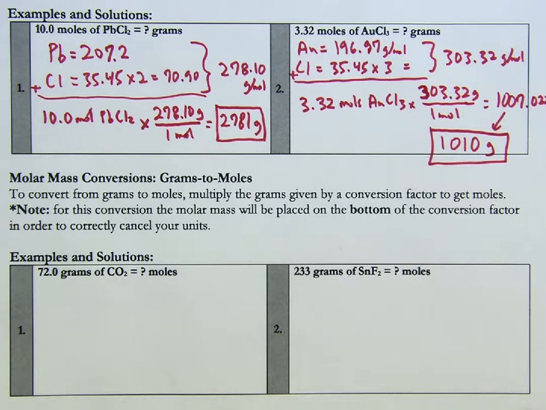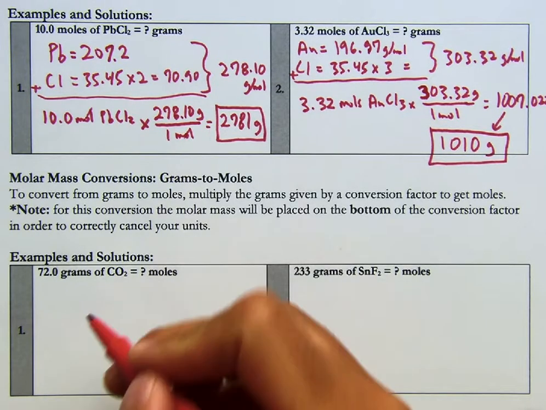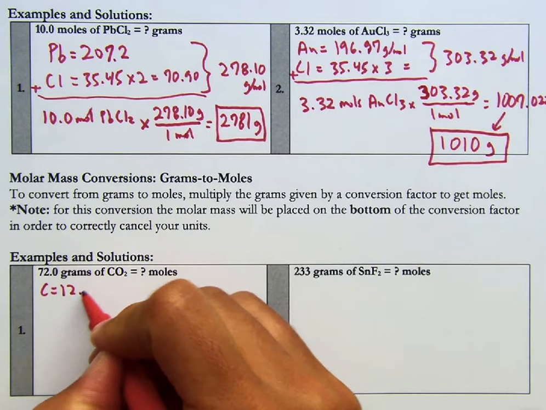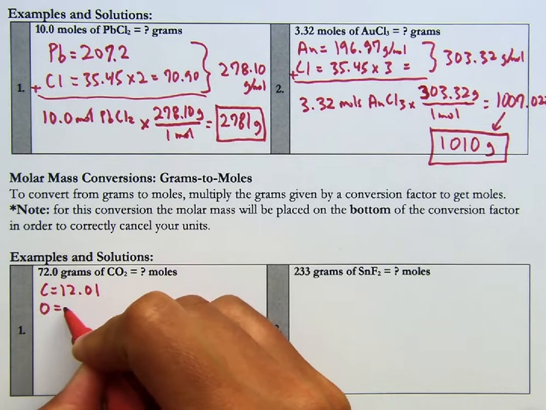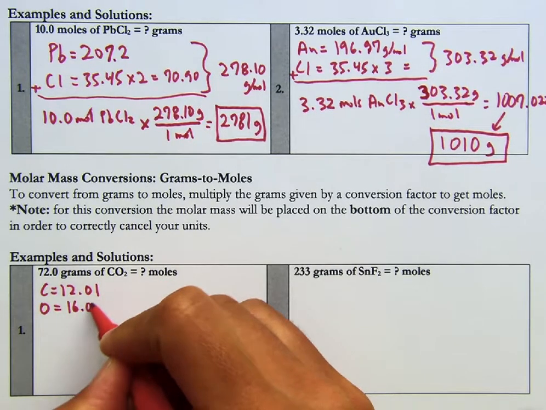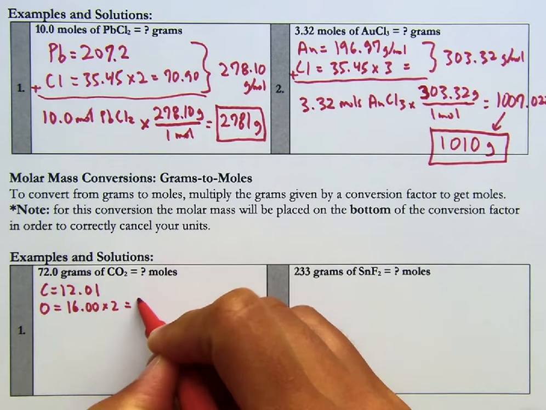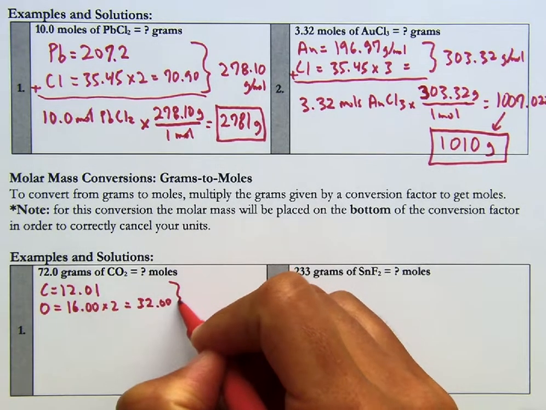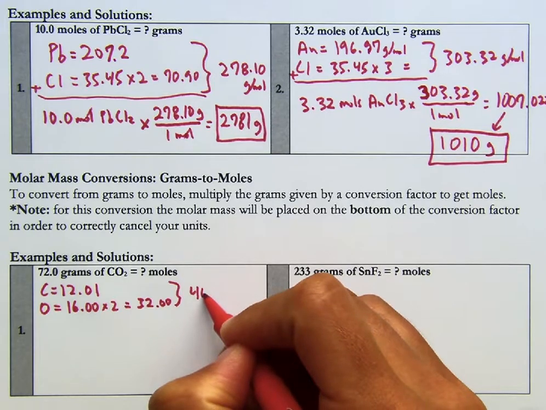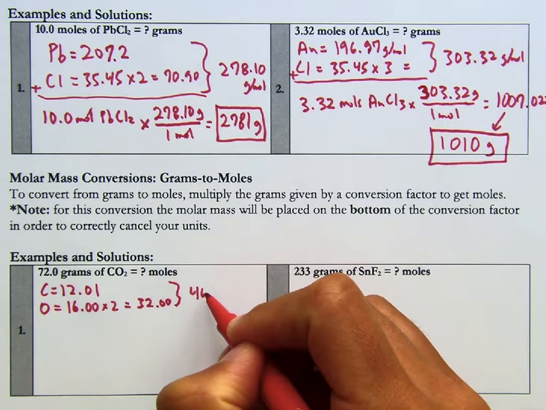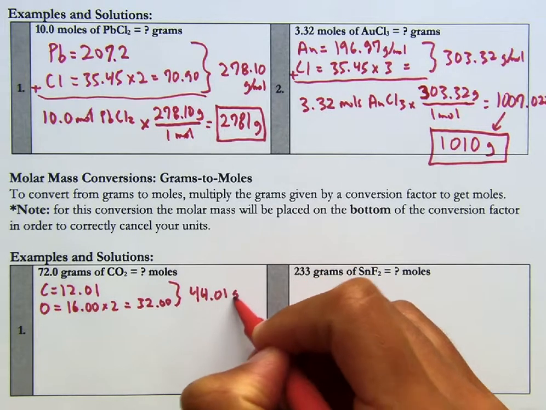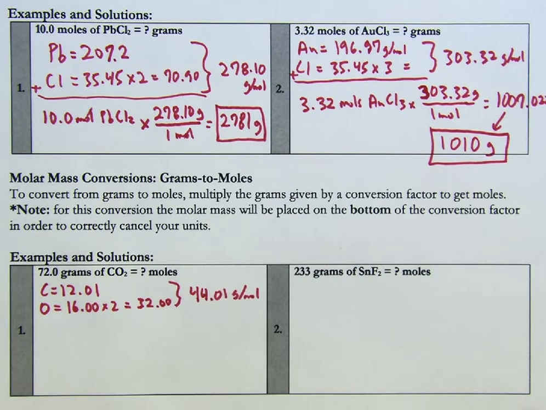Okay, so first thing you need to do is figure out what the molar mass of this is. Carbon is 12.01, oxygen is 16, and you have 2 of them. So that's 32. If you add these together, you get 44.01 grams per mole. Okay, that's the molar mass of CO2.